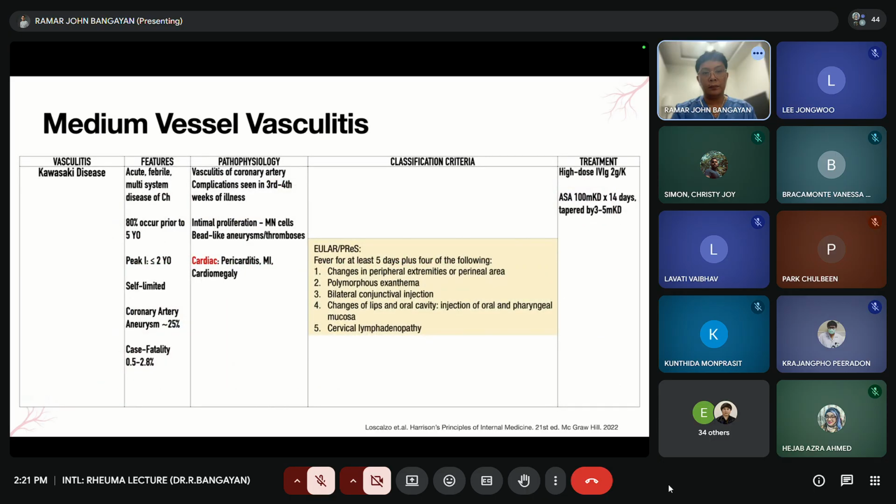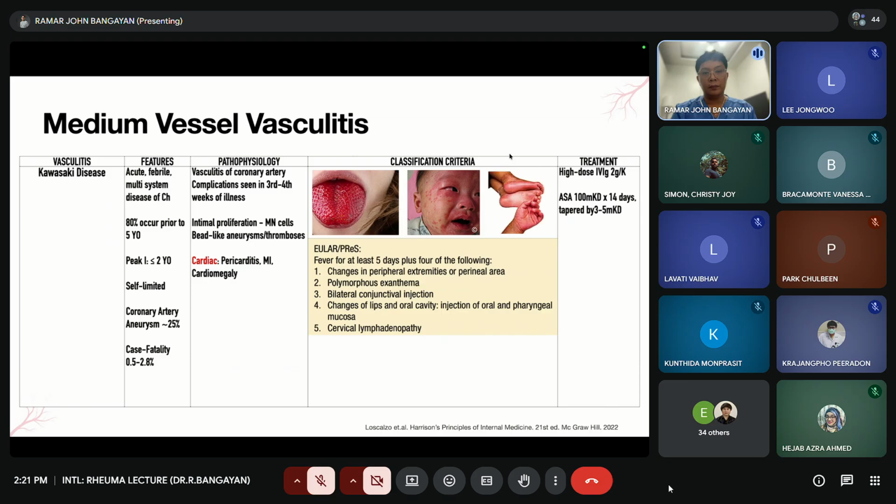Is that clear? Now let's discuss Kawasaki disease. As I mentioned, this is common in the pediatric population. They present as an acute febrile episode, presenting with your strawberry tongue. They would ask this in the board exam, but in pediatrics, you have erythematous facies, and even your soles and palms are erythematous. Okay, so this is the classification criteria.